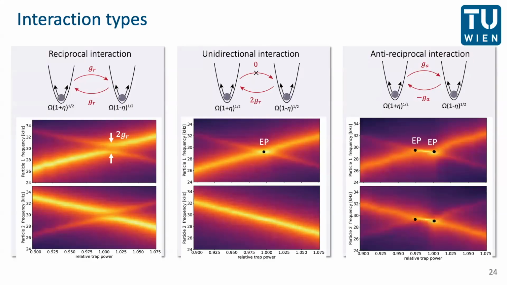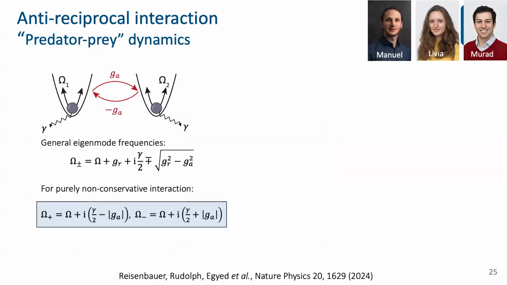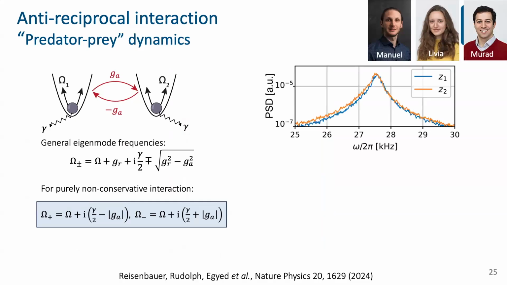If you go all the way to anti-reciprocal interactions, then you split the exceptional point into 2. And in the middle, you have the degeneracy of the frequencies, but you have non-degenerate damping rates of the system. And I will show you in detail how we actually measure that. So this is in the middle of that region.